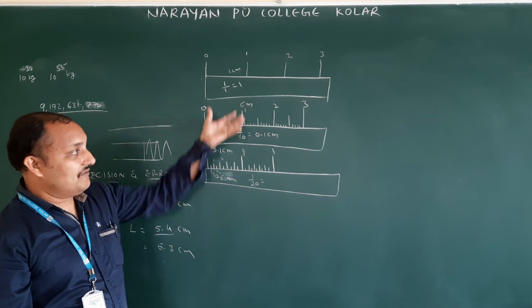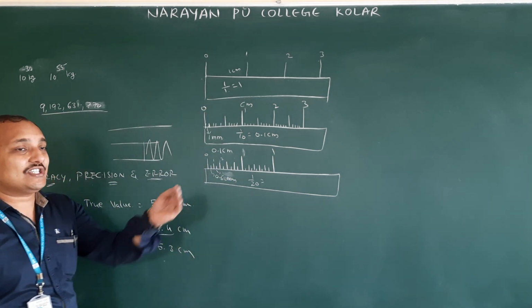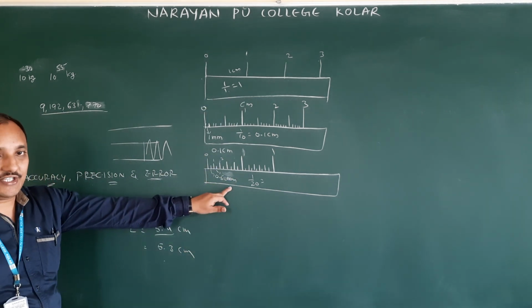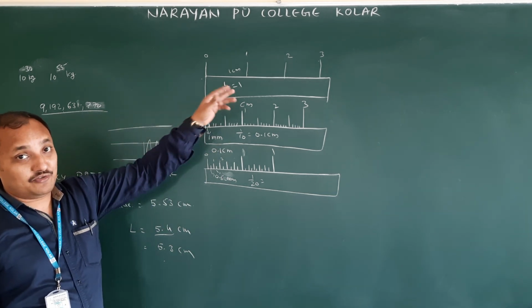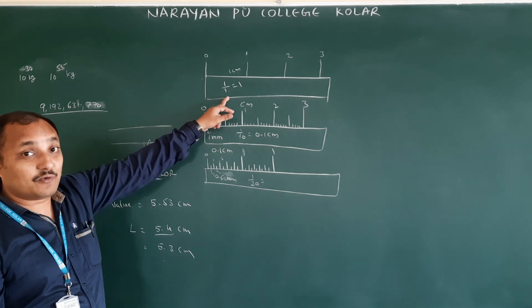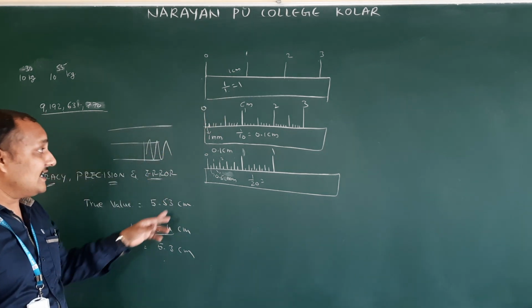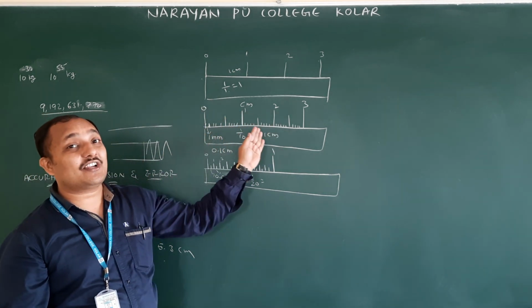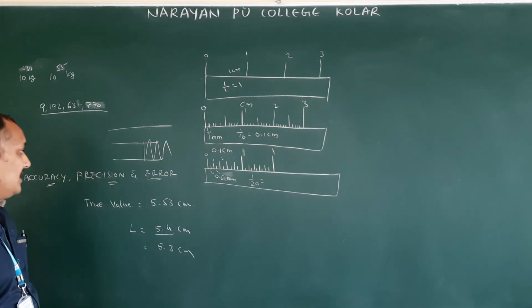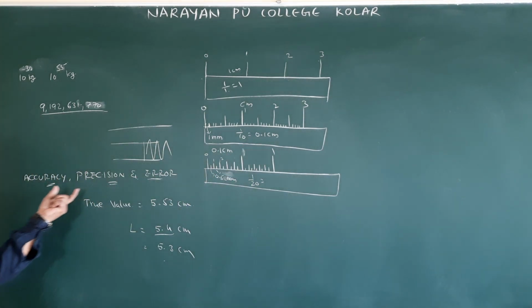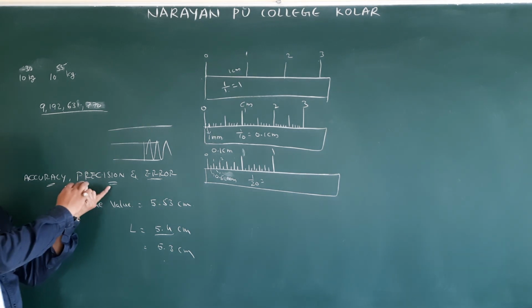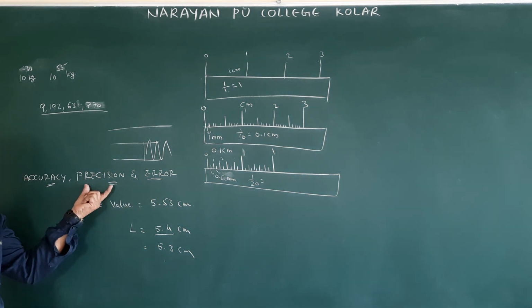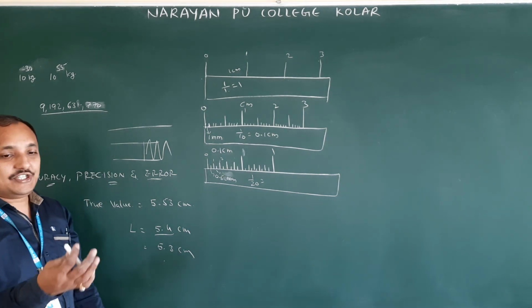By using which scale are we going to get a more precise value? By using this one. If you use the other one, you can't get a more precise value. You may get an accurate value, but not a more precise one. So up to what limit or resolution you measure the value is precision. How close to the true value is called accuracy. Up to what limit you measure is called precision.